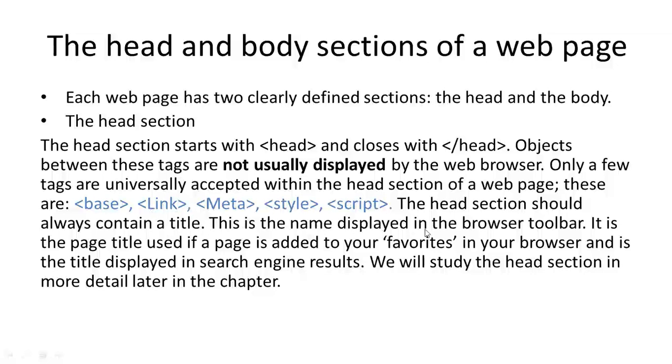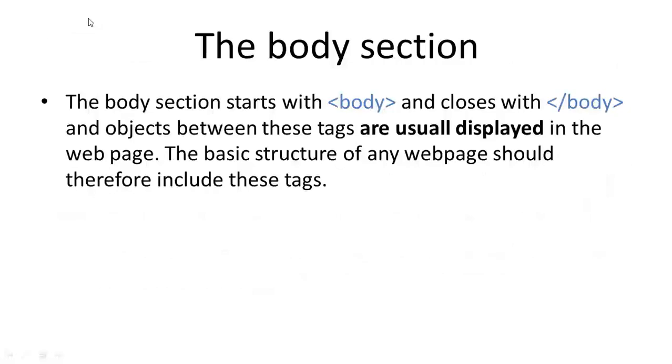This is the name displayed in the browser toolbar. It is the file title used if a page is added to your favorites in your browser and is the title displayed in search engine results. We will study the head section in more detail later in this chapter. So you open the HTML, then you open the head, and then you have the title. The title appears once you open the page, like a tab in the web browser. Everything that you write in between the title tags will be shown at the top. I'll explain later. Now we're moving to the body section.